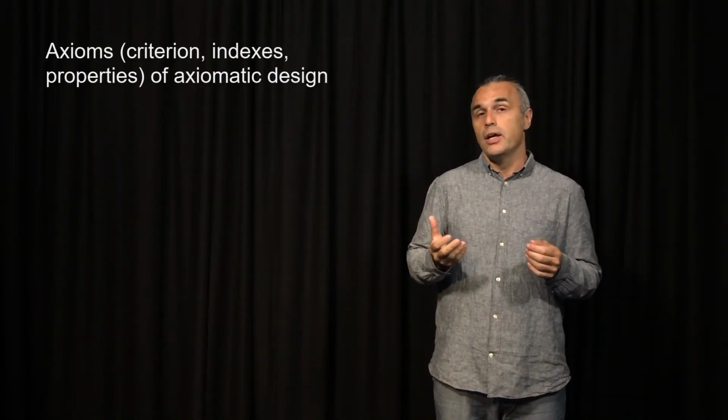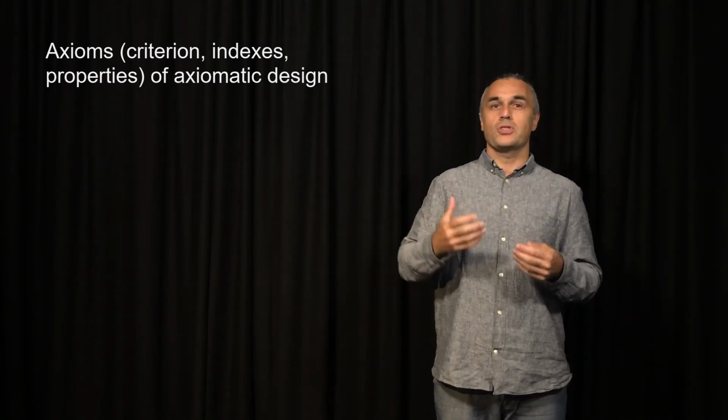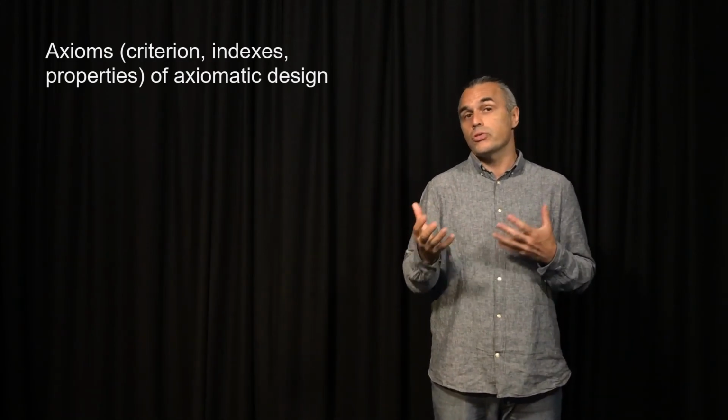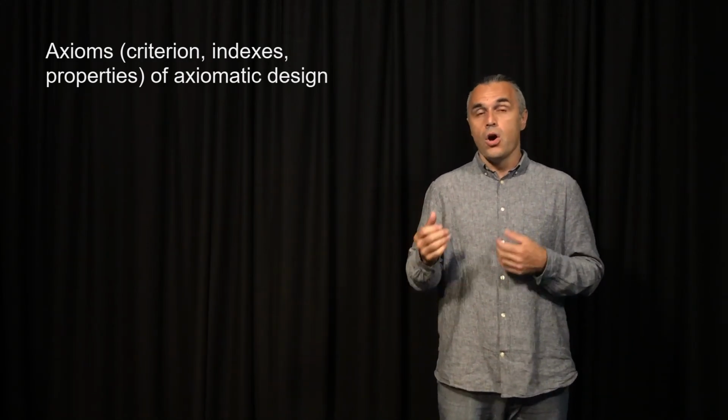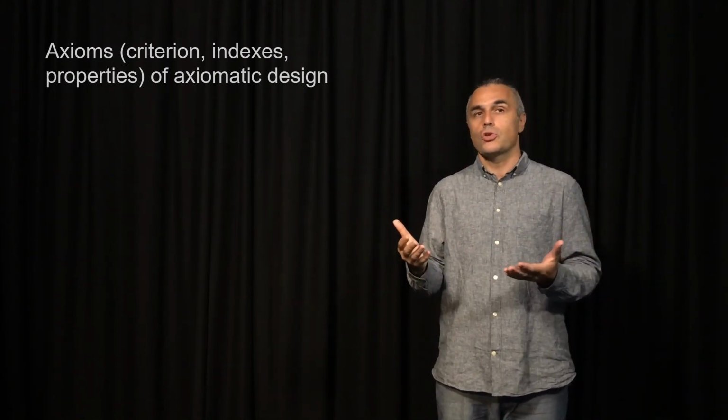There are two basic statements in axiomatic design. They are called axioms, although they are not really axioms in the strict mathematical meaning of this word. These are rather two criteria, or two indexes, or two properties that a system needs to have if it is called good. We will focus mostly on the first one. And the idea is the following.